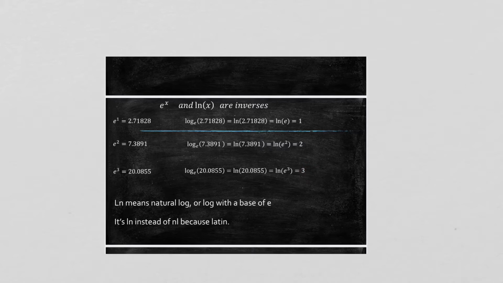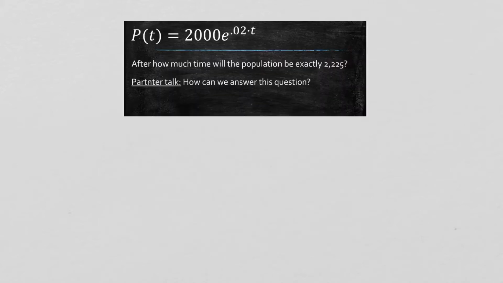So what we can do is use this inverse function to solve equations where we have a Pe^kt formula equal to a certain output and we want to figure out what input goes with that output. So for example, we have this function 2000 times e to the 0.02t. All right, we're not going to partner talk. I meant to take that part out. We're just going to talk through this on this video. So the question is, after how much time will the population be exactly 2,225 given this growth model?